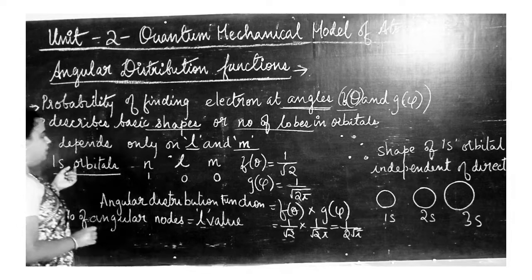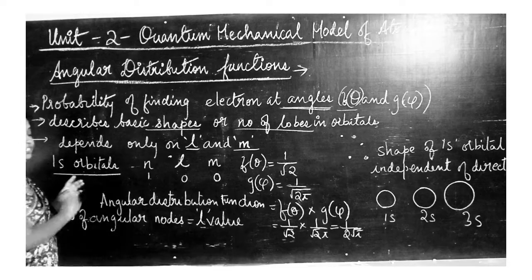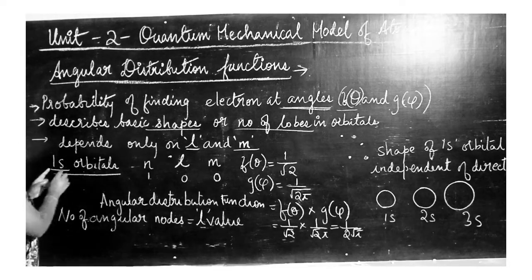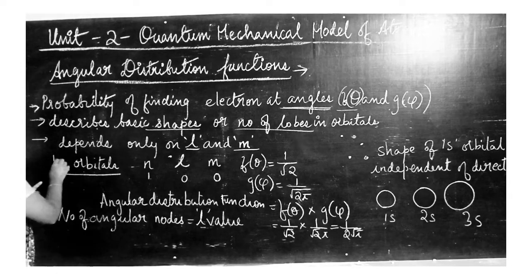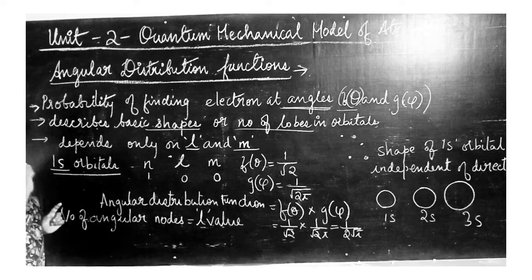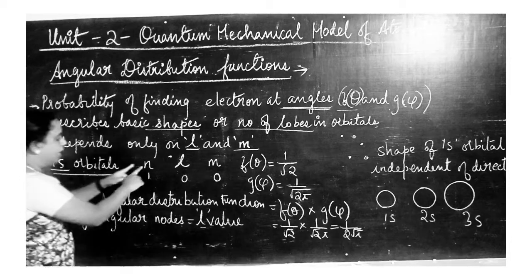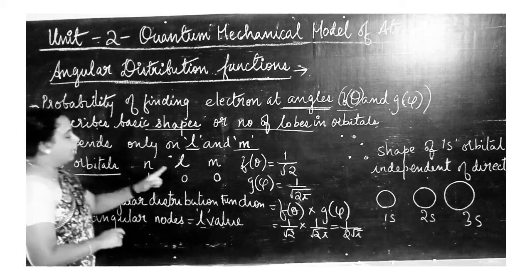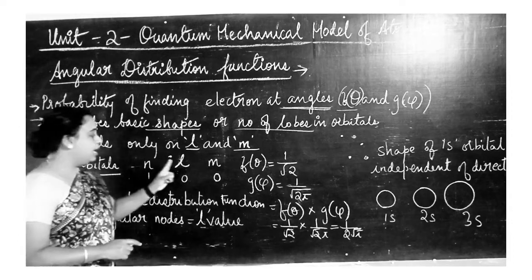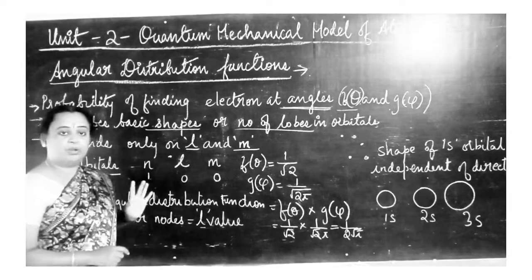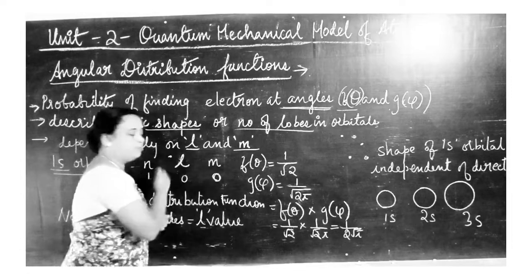Now let us study the angular distribution function for the 1s orbital. What is 1 here? 1 is the principal quantum number n. Then what is s here? s is the orbital; when the value of l is equal to 0, it is an s orbital. So here the value of n is 1 and the value of l is equal to 0, because it is an s orbital. In an s orbital the azimuthal quantum number is 0, and the magnetic quantum number is also 0.